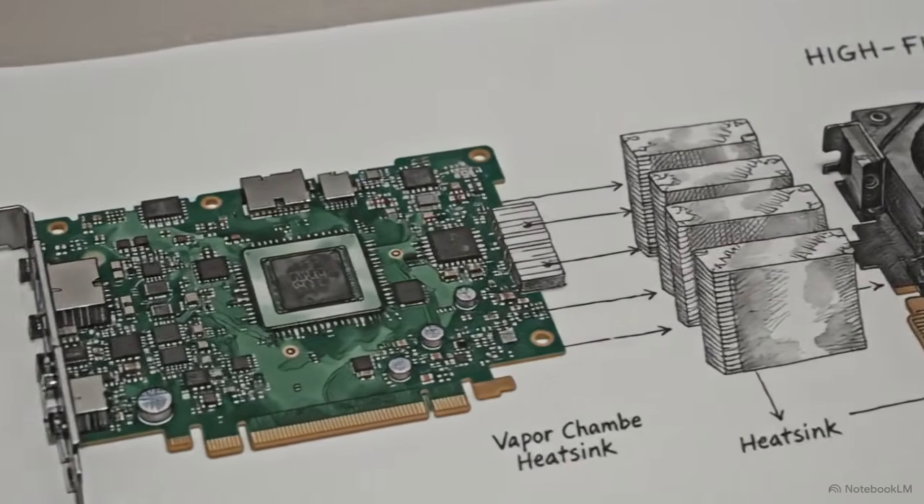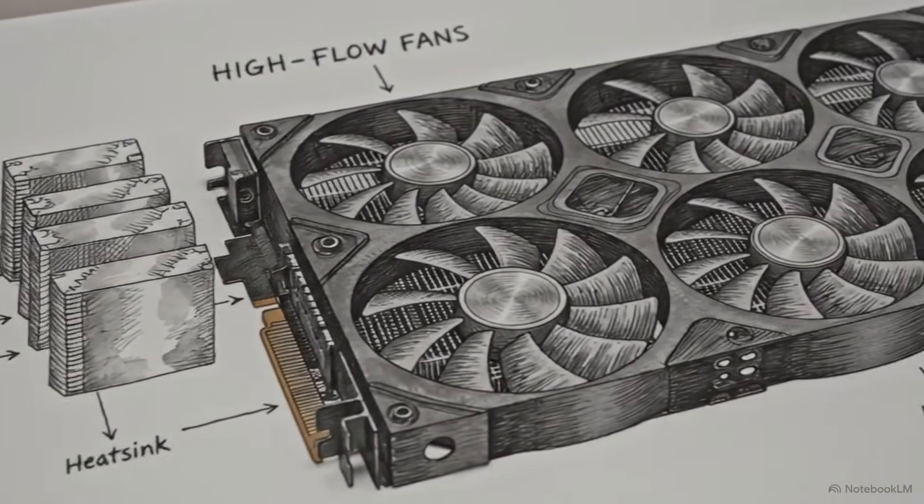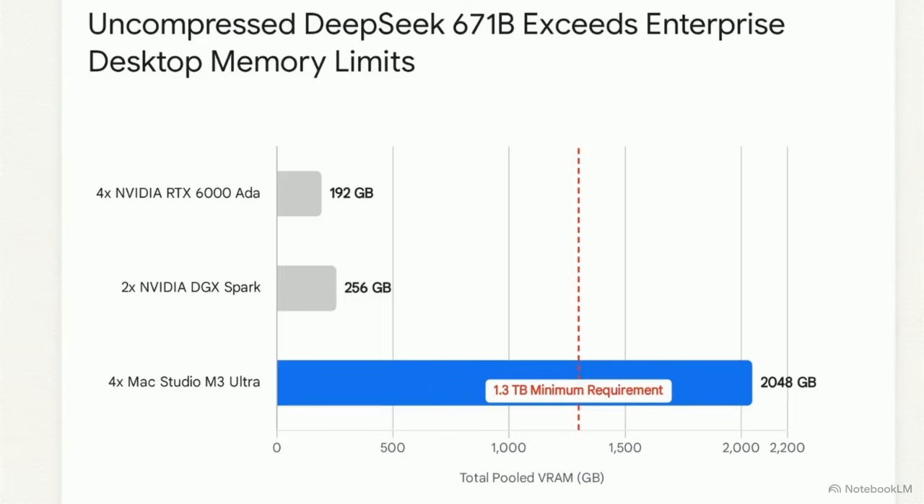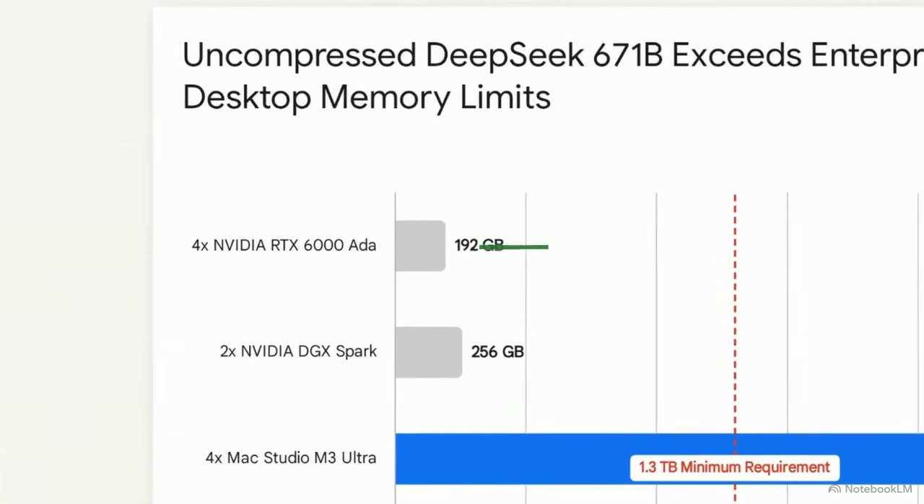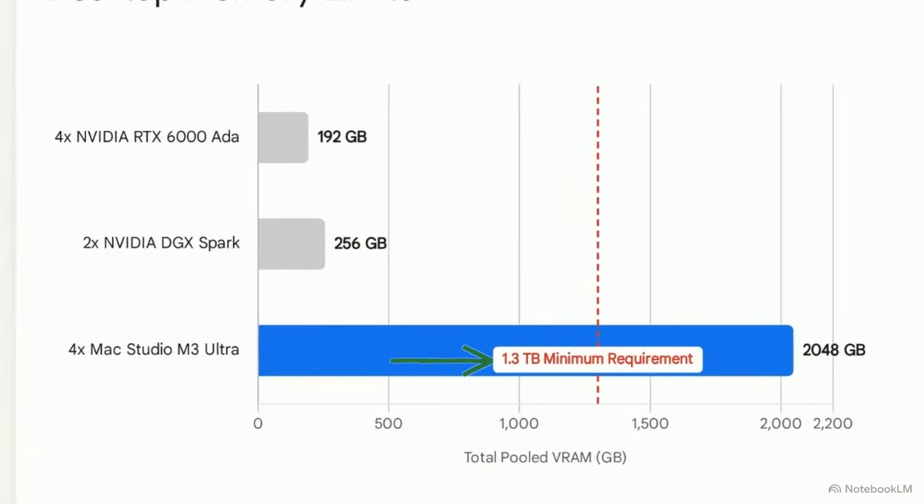Localized desktop AI development has historically been built entirely around the NVIDIA ecosystem, utilizing the massive processing throughput of discrete graphics cards. This chart compares the total pooled video RAM of desktop hardware configurations. A workstation running 4 NVIDIA RTX 6000 ADA cards physically limits out at 192 gigabytes. Similarly, 2 clustered DGX Spark units provide a maximum of 256 gigabytes. When plotted against the 1.3 terabyte baseline required for the uncompressed DeepSeek model, both NVIDIA enterprise desktops represent an immediate mathematical failure. They cannot physically load the weights.